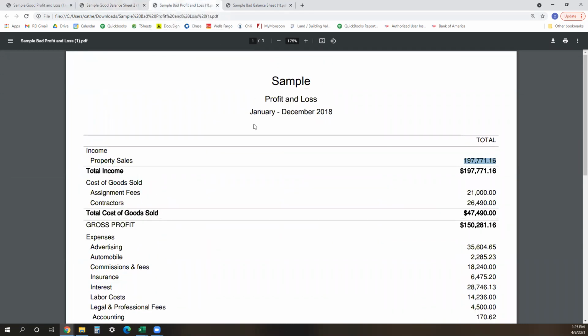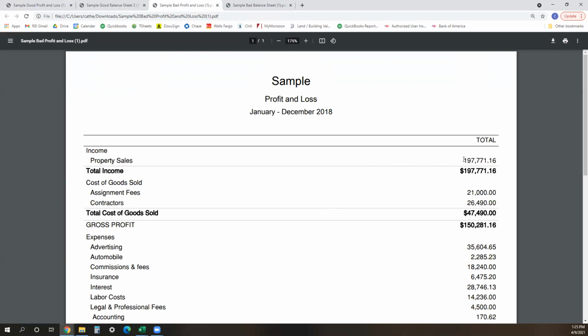I'll show you the bad example first. So here is the profit and loss. On the profit and loss, you'll have your income and your expenses. Cost of goods sold is another form as well. And we'll just go down the line and show you these as well.